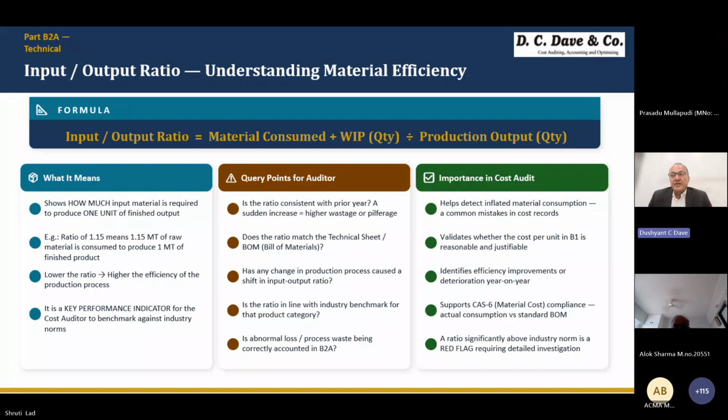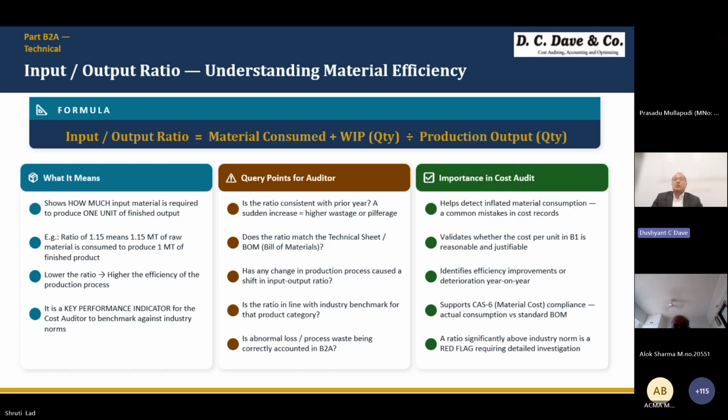Does the ratio match the technical sheet or bill of materials? The bill of materials has already defined what the input-output ratio is going to be. Does it match with it? Has any change in the production process caused a shift in the input-output ratio? Is the ratio in line with the industry benchmark? And is abnormal loss or process waste being correctly accounted for in B2A?